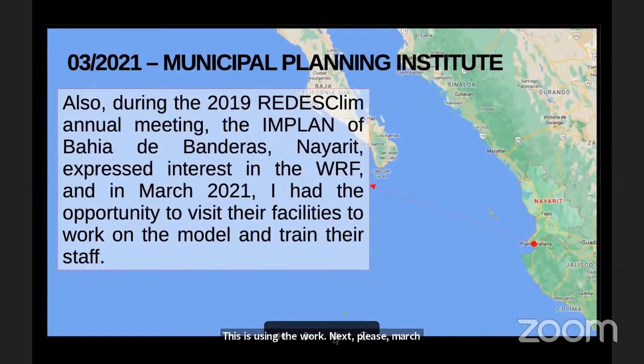March 2021, also at the 2019 RedSclean annual meeting, the Municipality Planning Institute of Bahía de Banderas in Nayarit expressed interest in the Dwarf. This municipality, called Bahía de Banderas, is next to Puerto Vallarta, but in another state. And in March 2021, I had the opportunity to visit their facilities to work on the model and train their staff. Next, please.